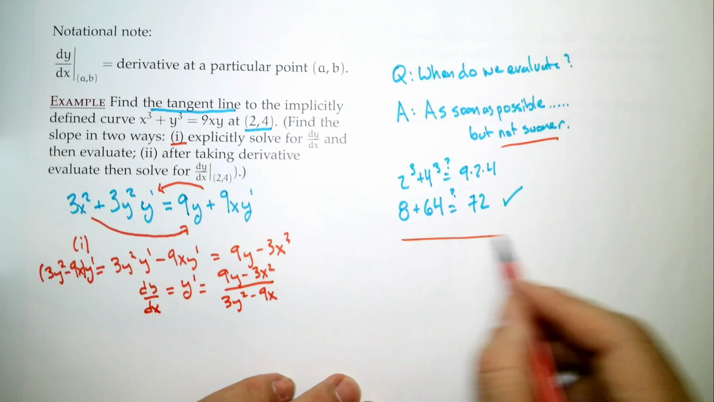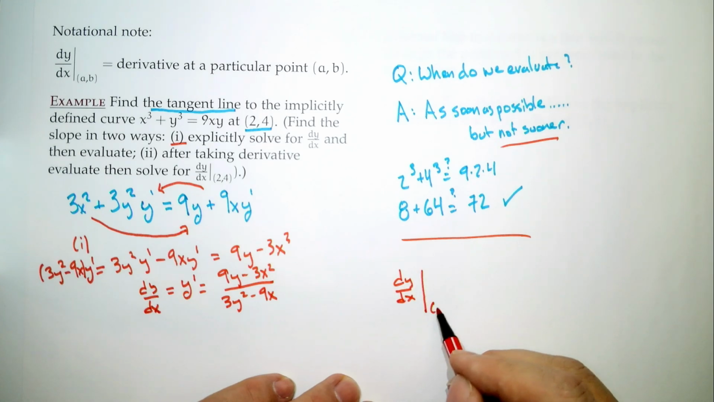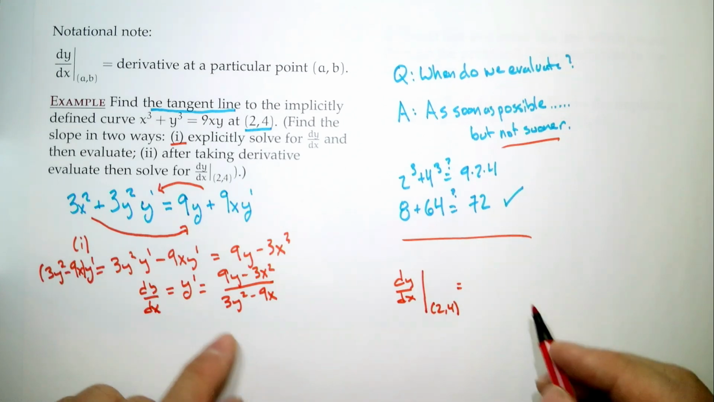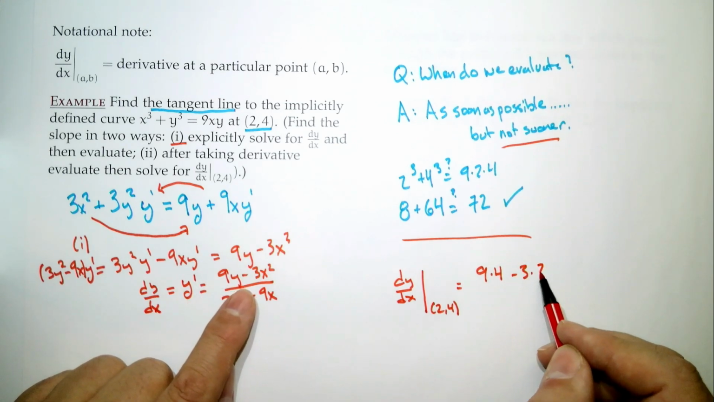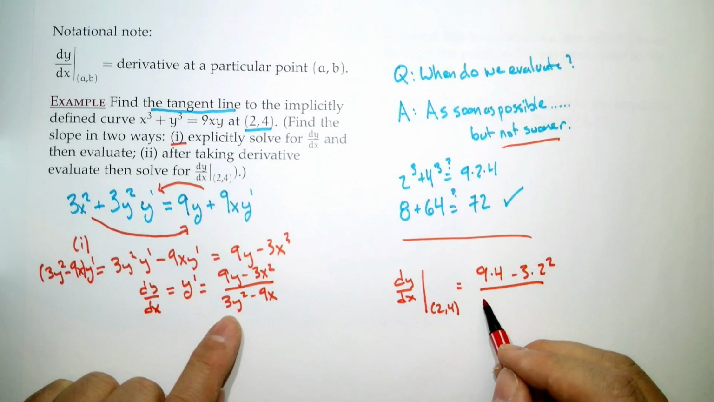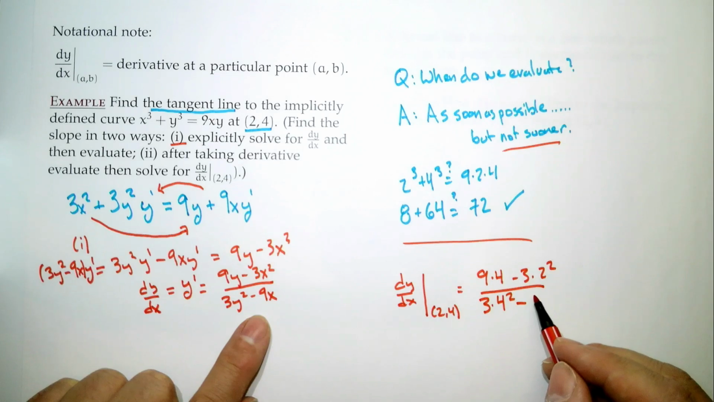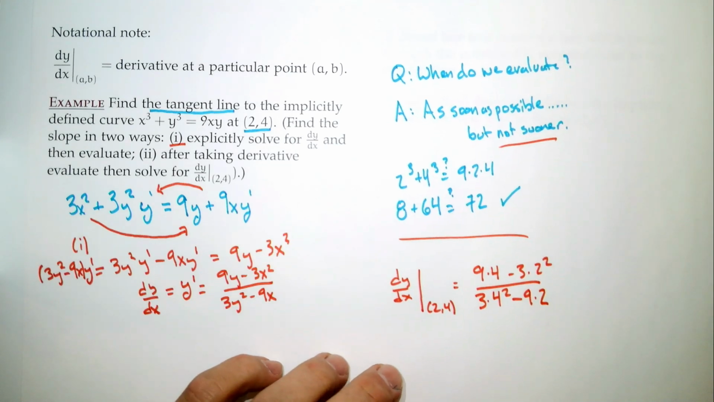So, I'll do it over here. dy/dx at (2, 4) is going to end up being 9 times 4 minus 3 times 2 squared divided by 3 times 4 squared minus 9 times 2. So everywhere we see an x, we plug in 2. Everywhere we see a y, we plug in 4. And now we hope that it simplifies reasonably.